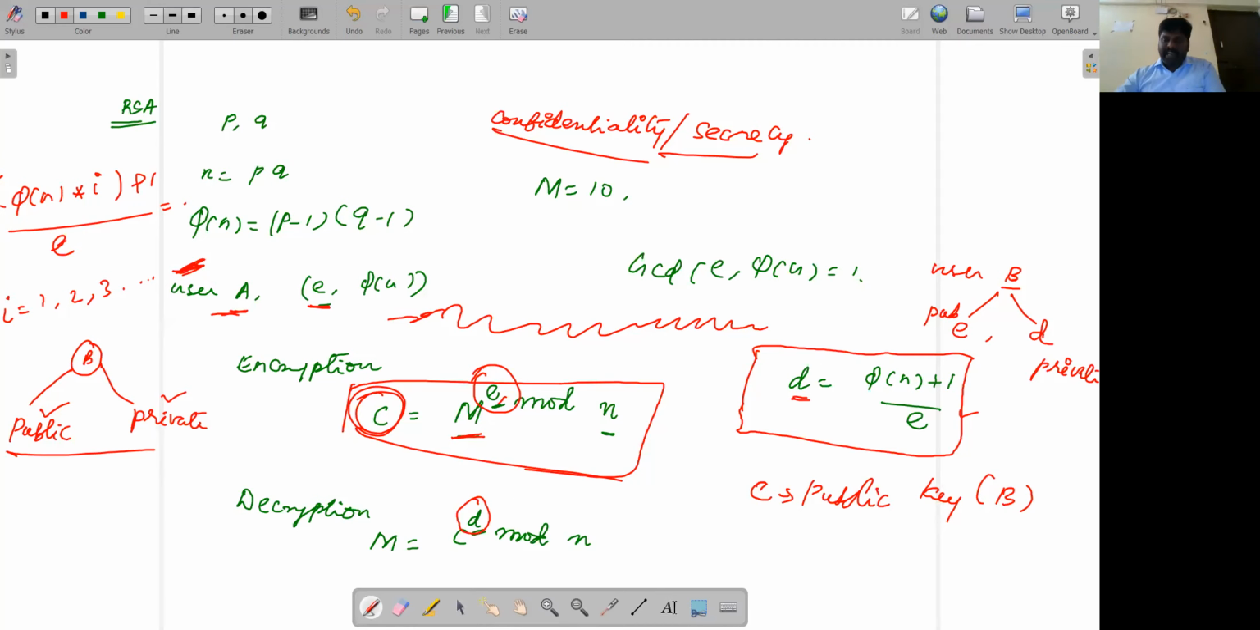So if you calculate the d value using this formula, phi of n plus 1 upon e, we'll do the decryption. That is our private key. Decryption will be carried out with the help of the private key. So here C is the ciphertext, C power d mod n. I hope this is clear about the RSA algorithm. Any difficulties understanding this RSA algorithm?